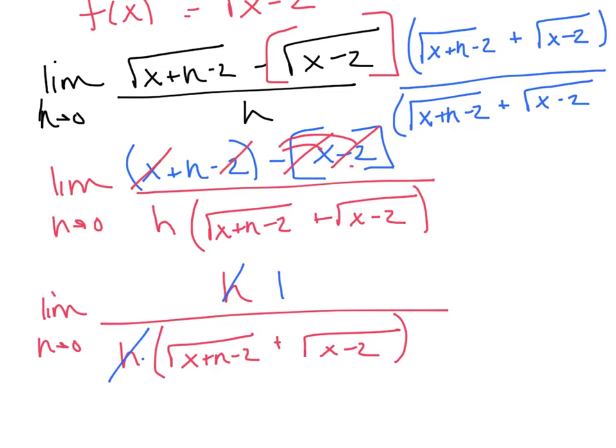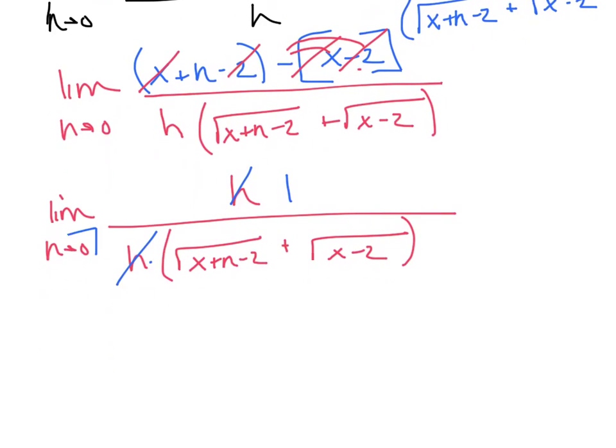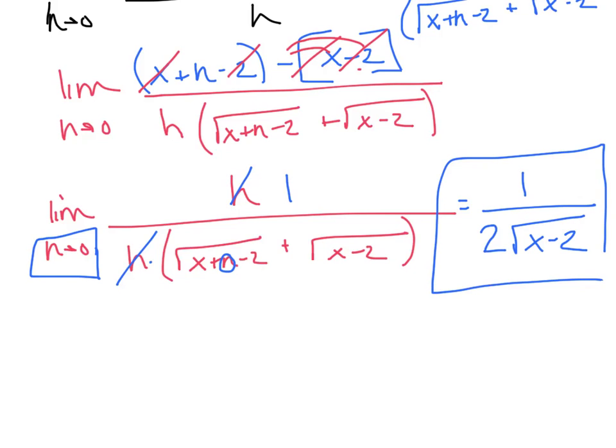Now, take the limit. We're going to plug 0 into all the h's. So I get 1 over, if I plug a 0 in here, a radical x minus 2 plus a radical x minus 2, which make 2 radical x minus 2. And again, there is our derivative.